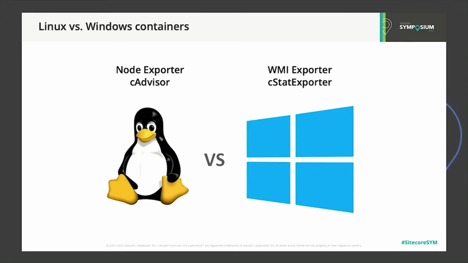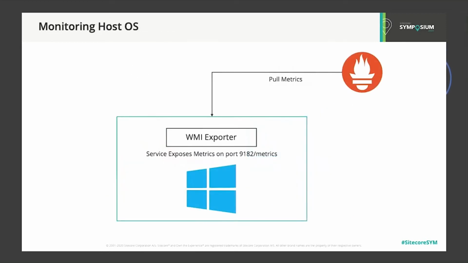Node Exporter, for example, is a popular tool for obtaining Linux-based OS metrics. However, if you're on Windows, then I suggest you run something like WMI Exporter, also known as Windows Exporter. cAdvisor is another exporter that aggregates metrics from your running containers. There is a comparable Windows version called cStat Exporter. Now let's take a look at how you might instrument a Windows host using WMI Exporter.